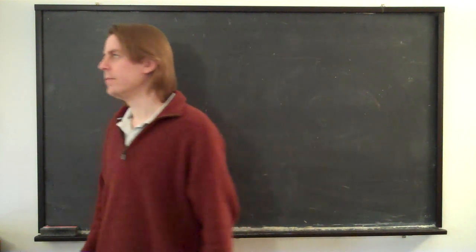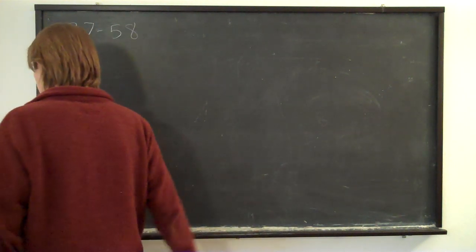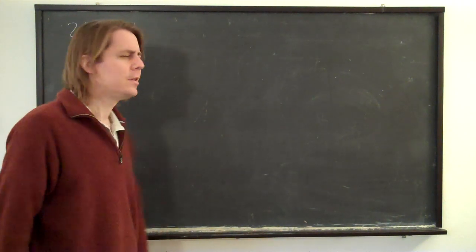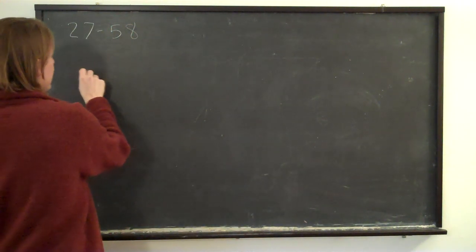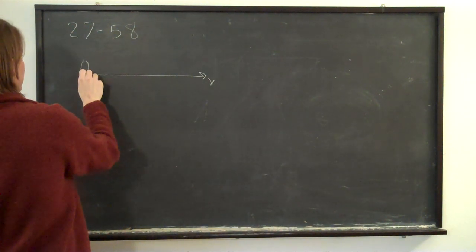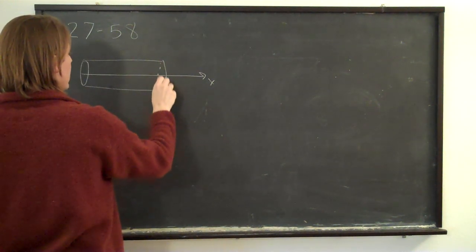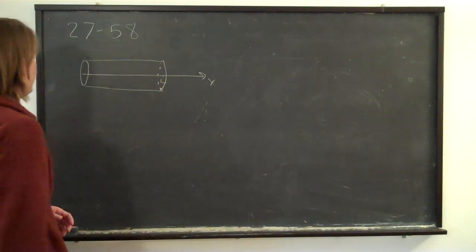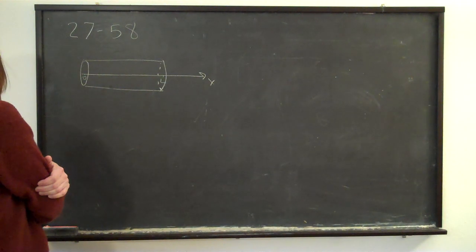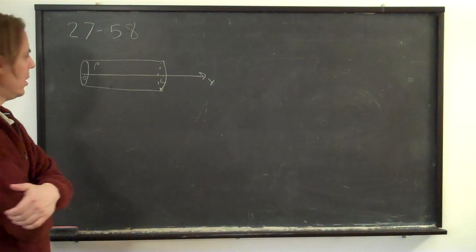This is 2758. It says you have a long, straight cylindrical wire on the x-axis. So we can draw that. There's x, and we'll put one face here at the origin and let it move out. And it goes to a length L. So it goes from 0 to L. And it has a resistivity rho, and it obeys Ohm's law.